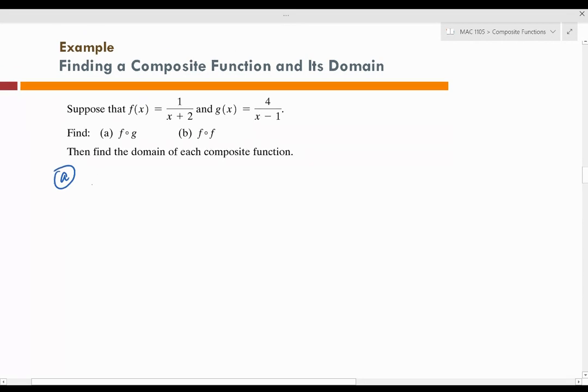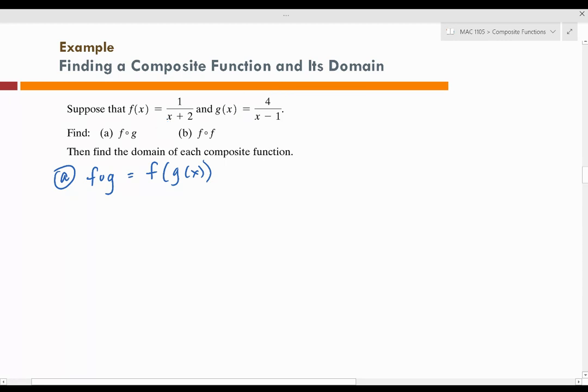So a wants us to find f composed of g, which I'm going to write like this. This tells me that g of x is my inside function. So everywhere that there's an x in the f function, I'm going to place the entire g function in its place. Let's go through this slowly.